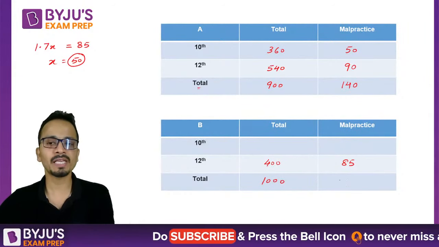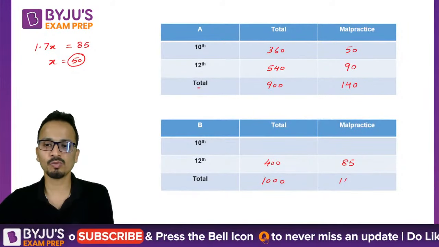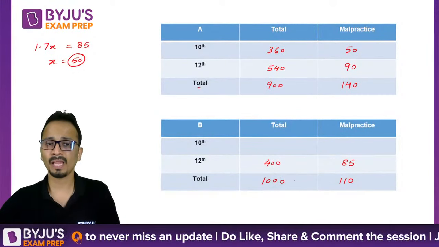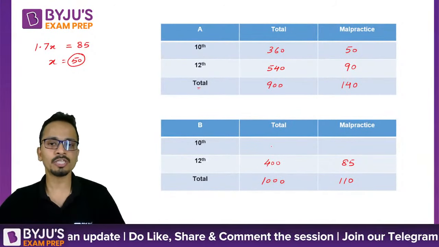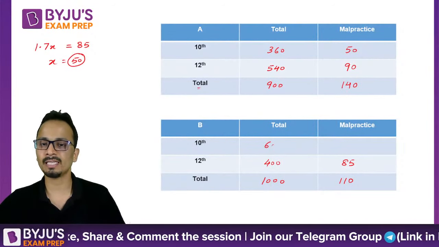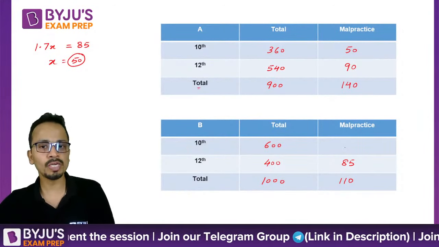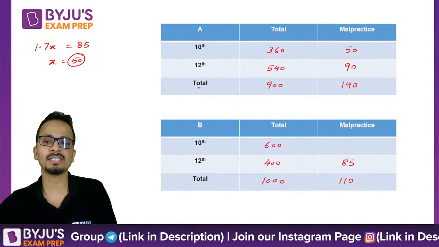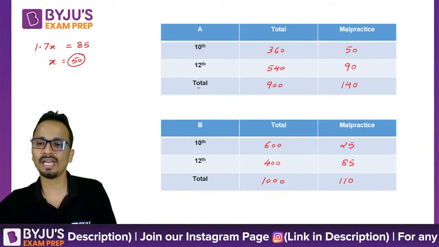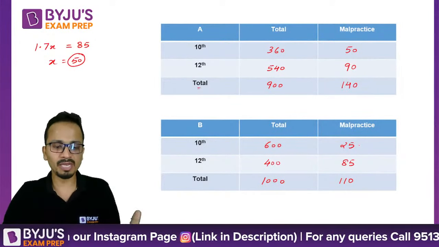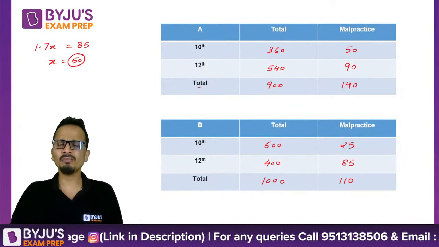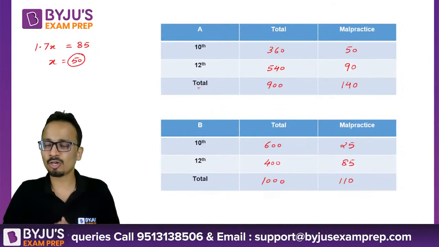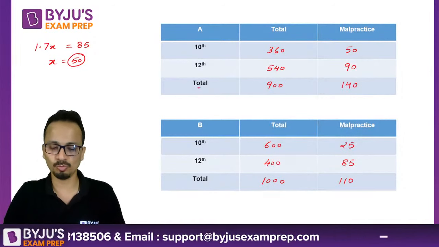Now malpractice में कितना था 11%, so this value will become 11% of 1000, that is 110. 10 standard के students कितने हो जाएंगे, 1000 minus 400, that is 600, and the students who indulged in malpractice will become 110 minus 85, that is 25. Okay, so now the table is over and we can move on to the questions, and I am betting that all the questions can be finished in less than 2 minutes.